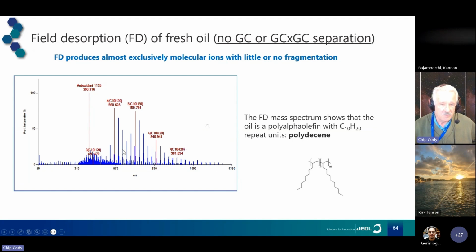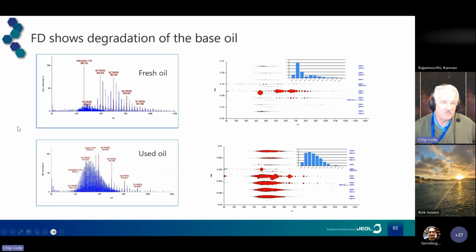We've got a molecular weight distribution and essentially a composition for the base oil, as well as the identification of some of the antioxidants. For the oil ages, you can see things have shifted tremendously. Here's the fresh oil and here's the used oil. And if we look at the Kendrick mass defect plots, you can see the fresh oil is primarily 1 degree of unsaturation, one double bond. But the aged oil has multiple sites of unsaturation. We've got 1, 2, 3, 4, even 5 degrees of unsaturation.